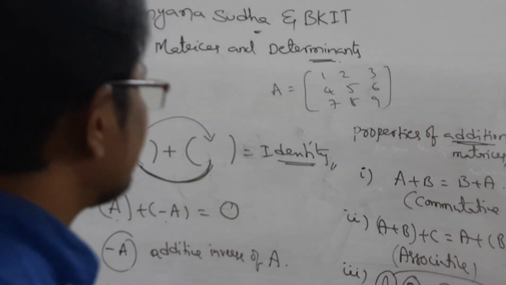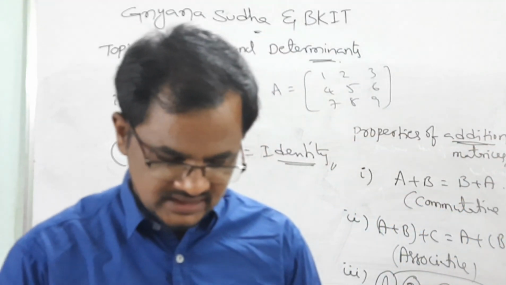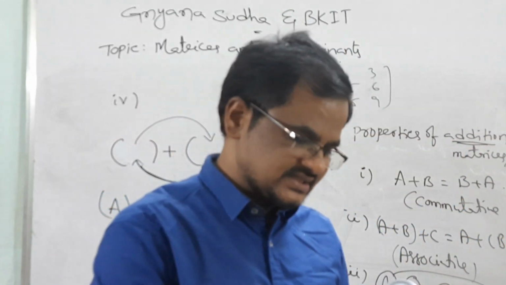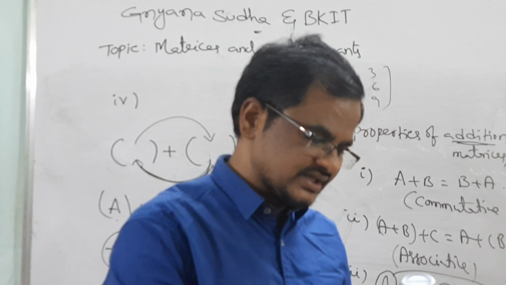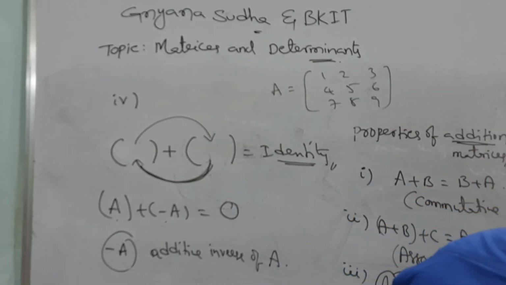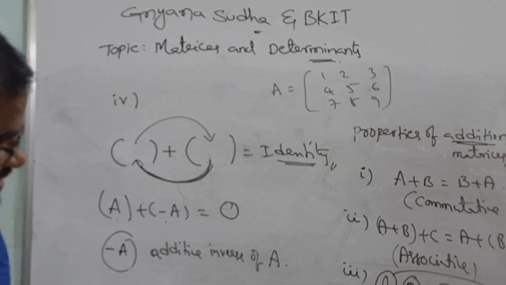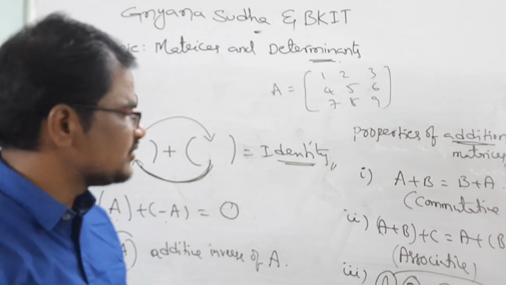These are the properties. First property is what? Commutative law. Means A plus B equal to B plus A. Second one is associative law. Associative law means (A plus B) plus C equal to A plus (B plus C). And the third one is the existence of additive identity.